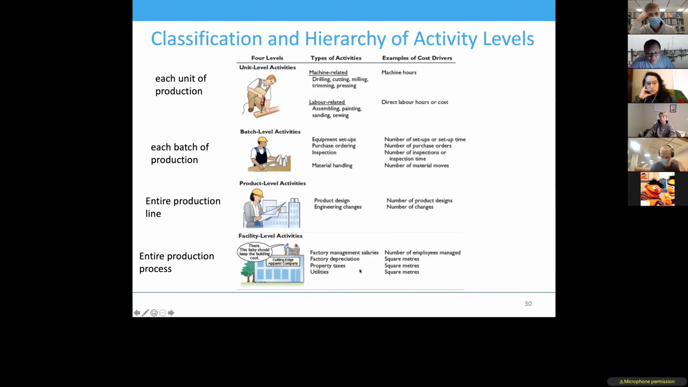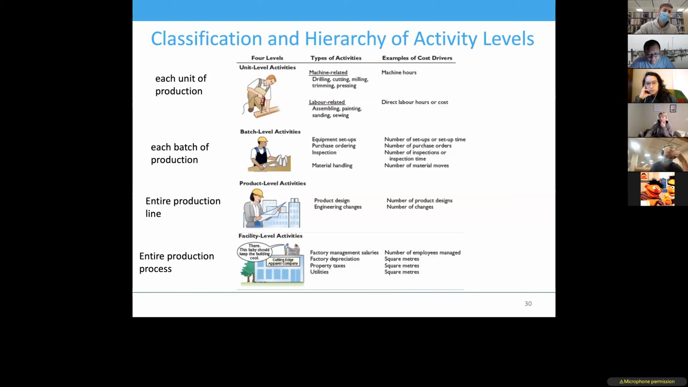Does this make sense? Do you guys have any questions on this? Pretty straightforward. The 4 levels: unit, batch, product, facility.